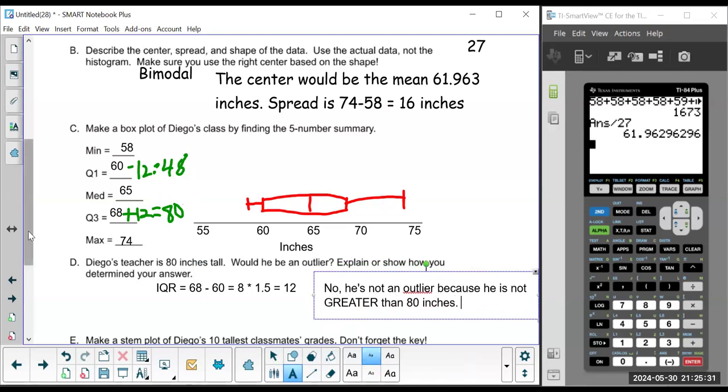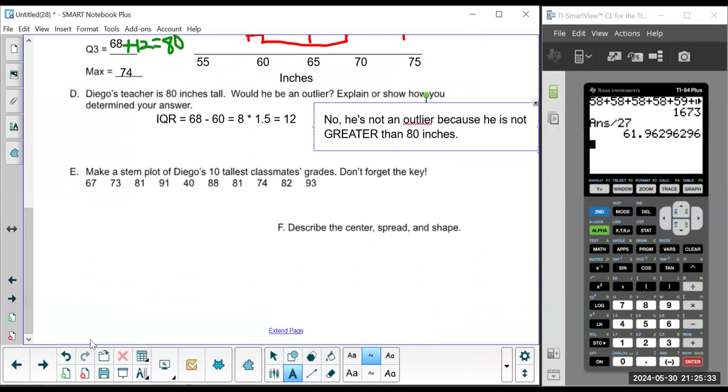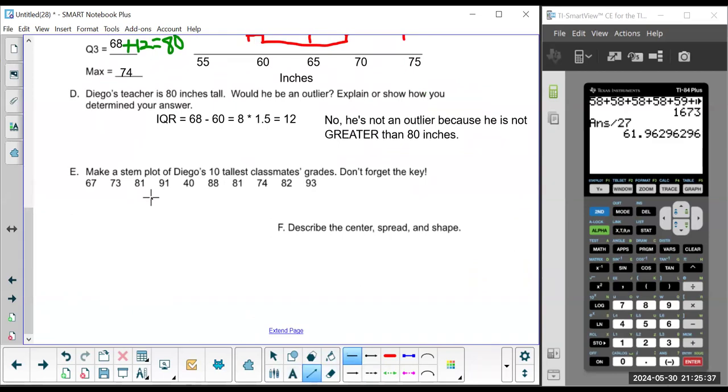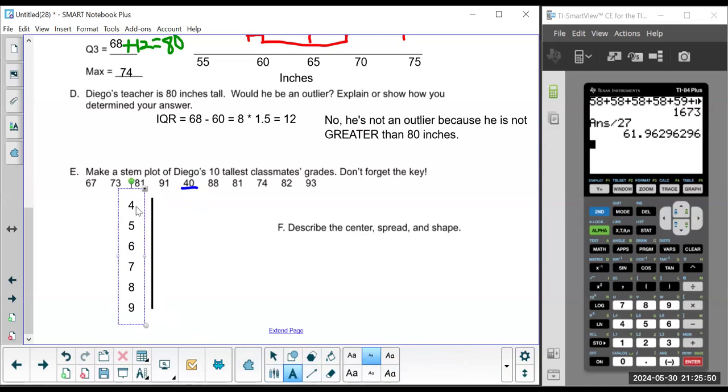All right, and then the last thing, make a stem plot of the 10 tallest classmates' grades. Don't forget the key. So a stem plot is that line that we split the first digit and the second digit. We start with the lowest number, which is a 4. So we're going to start with 4. And then we go all the way up to our highest number, which is a 90. We're going all the way up to 9. And then we're going to make sure that our leaves, which are the numbers on the right, are in numeric order. So 40 is the only one that has a 4.